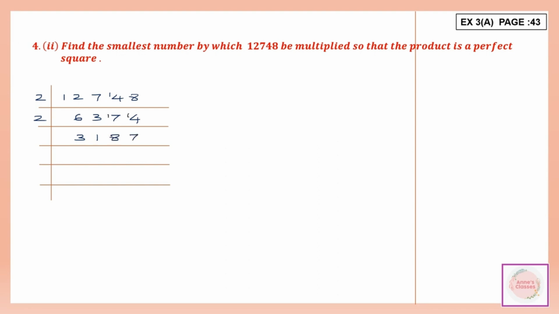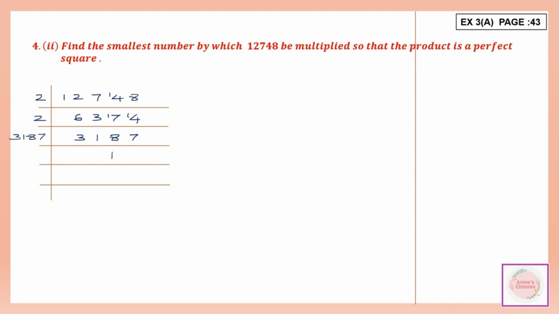Now this number 3187 is a prime number. That means it can be divided only by 1 and itself. No other number can divide this. So we're going to divide this by the same number 3187.